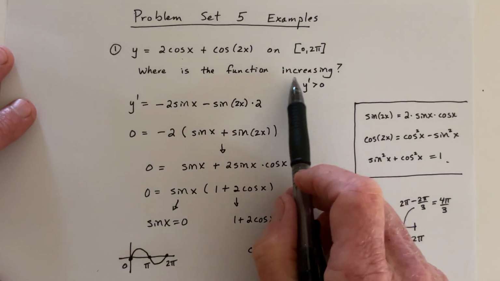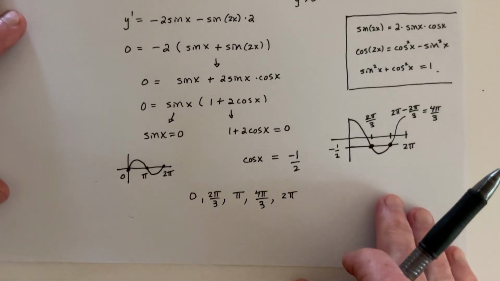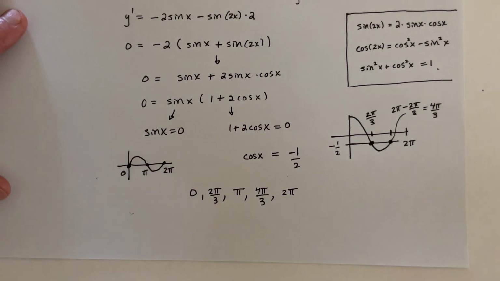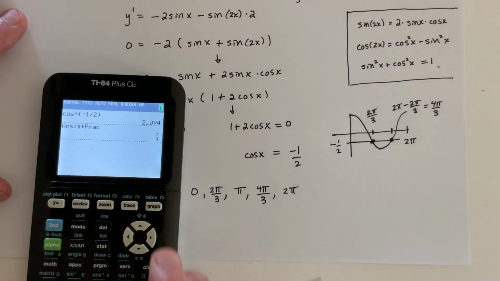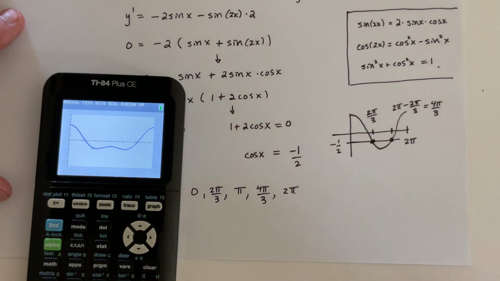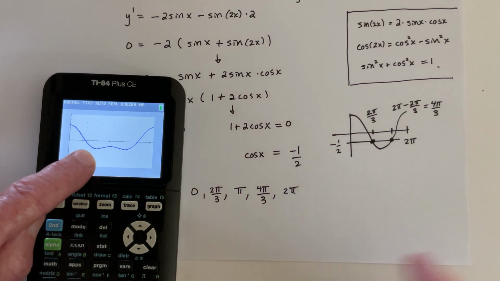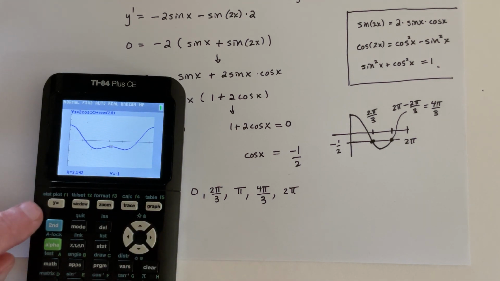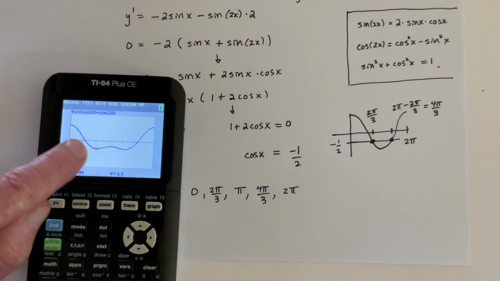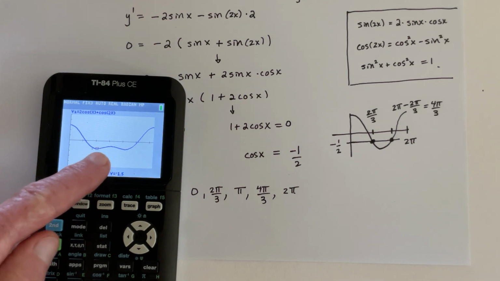And I was asking, where is it increasing? So if you go back to the graph and look at these, let's see where it's increasing. From 0 to 2 pi over 3, that should be decreasing. So this point right here should be 2 pi over 3. Trace and see, is that 2 pi divided by 3? So that's good. So this part is decreasing, and then it's going to be increasing.